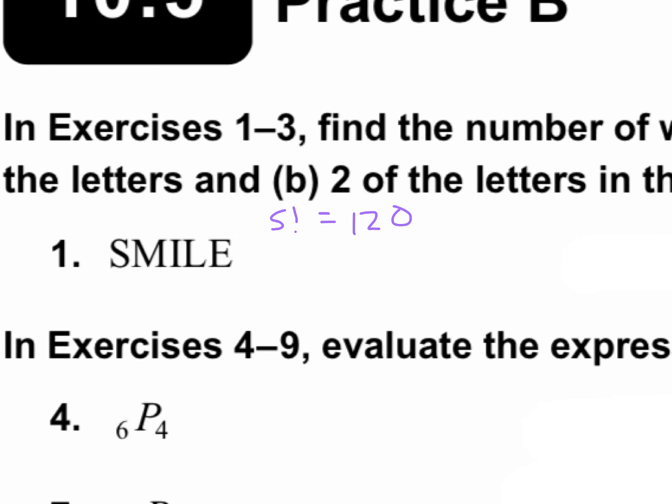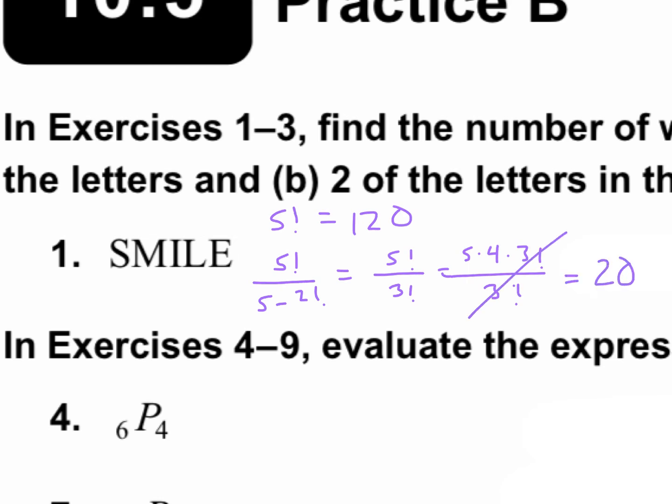For the next one, we're just asked to pick 2 of the letters. So that would be 5 factorial over 5 minus 2 factorial, which would be 5 factorial over 3 factorial, which if we multiply the top, it's 5 times 4 times 3 factorial. The 3 factorial is going to cancel out with the 3 factorial on the bottom. So 5 times 4 is 20.